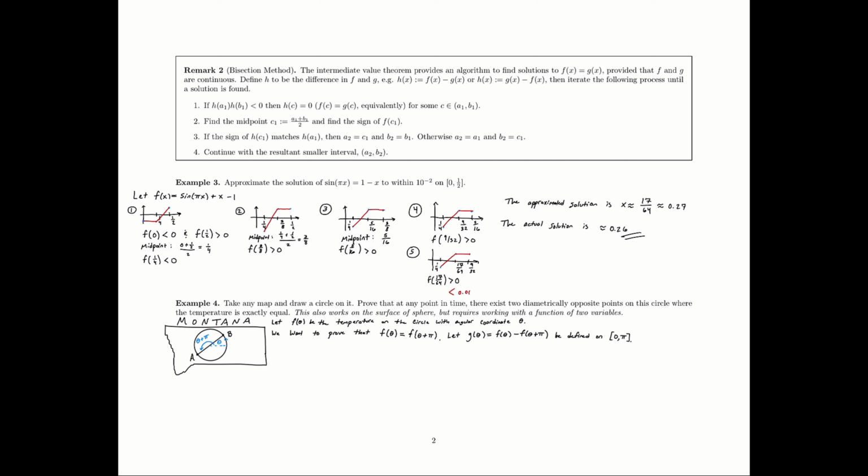So now that we have that closed interval, let's go ahead and check to see what g of 0 is and what g of pi is. So g of 0 is going to be f of 0 minus f of pi, yes. And let's go ahead and see that g of pi is equal to f of pi minus f of 2 pi.